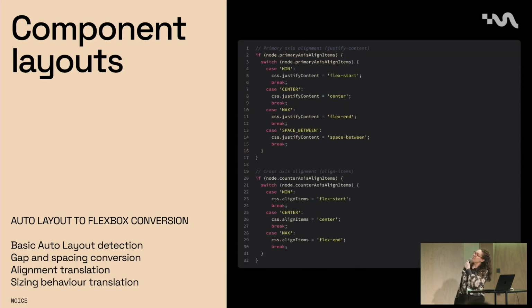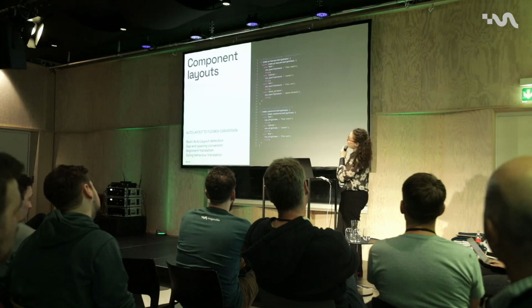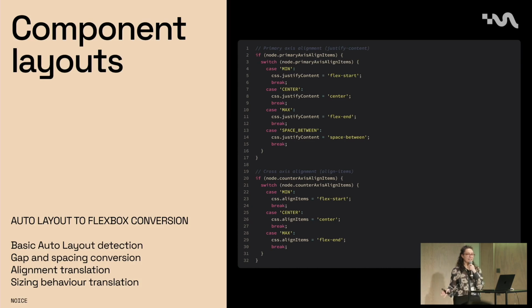With alignment mapping, this is kind of where Figma starts to diverge annoyingly from CSS. So we have min becomes flex start, center stays center, max becomes flex end, and space between stays space between. We do handle primary axis and cross-axis alignment, but we're missing some CSS values like space around and space evenly, which aren't available in Figma.